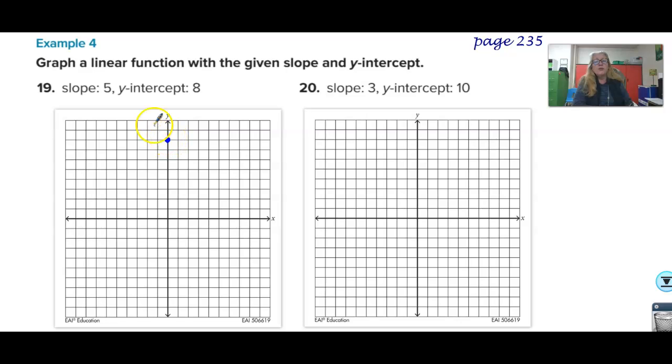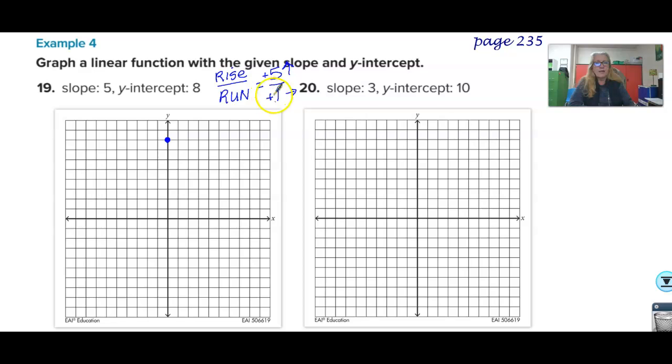From there, you use the slope to find another point. A slope is a rise over a run. So when they give us a slope of 5, you can also write it as 5 over 1. Because the 5 is positive, that means you're going up. If it were negative, you'd be going down. That's how positive slope results in an uphill and negative slope results in a downhill. Run is also positive, so that means right.